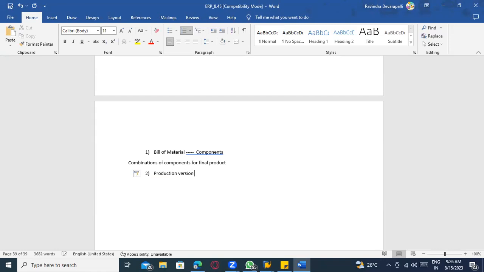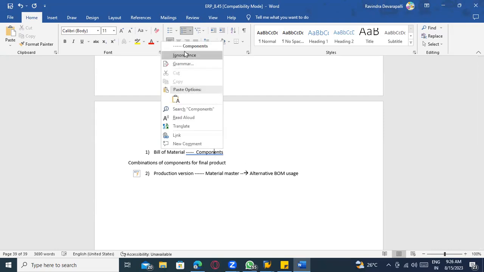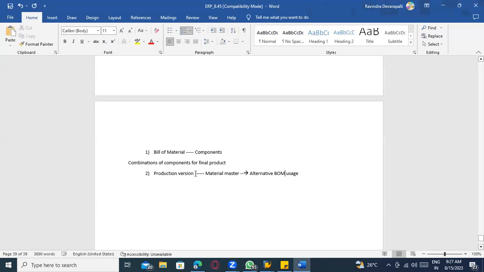Okay, the production version which I created in the material master record, and I assigned the above alternative BOM. Alternative BOM usage I just use. You can see in the bill of material, when you create an alternative BOM, a number will be created. That alternative BOM number you are assigning in the production version. Then third, we just created the purchasing info record.